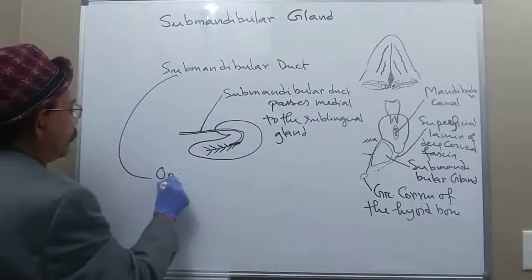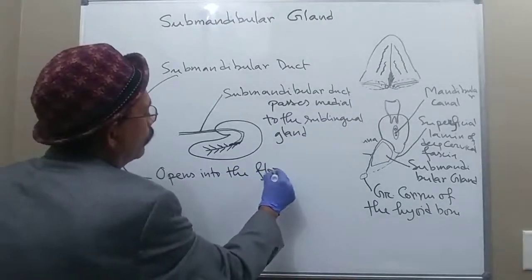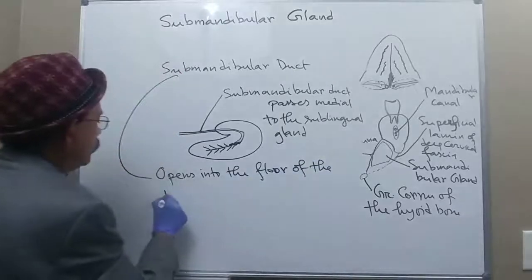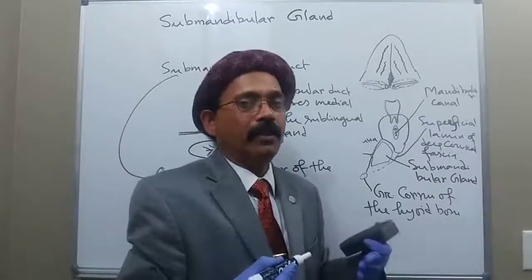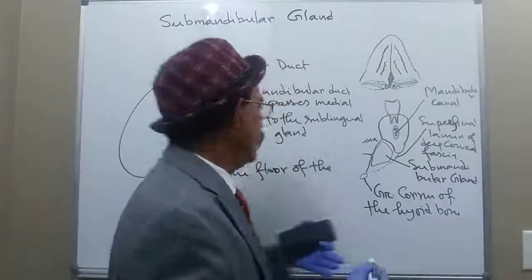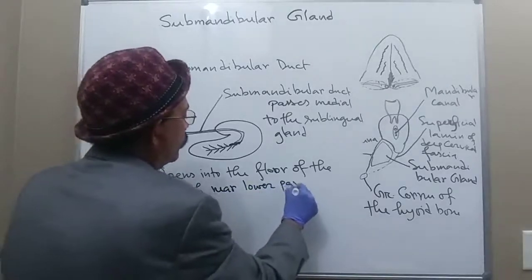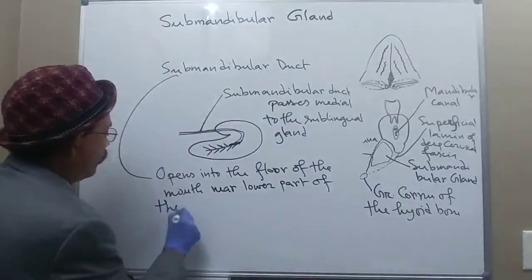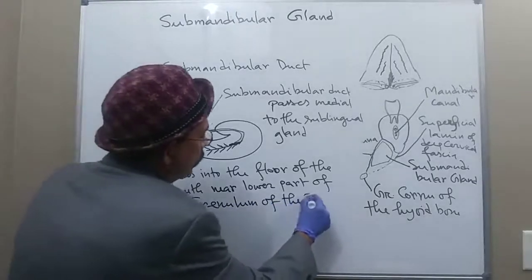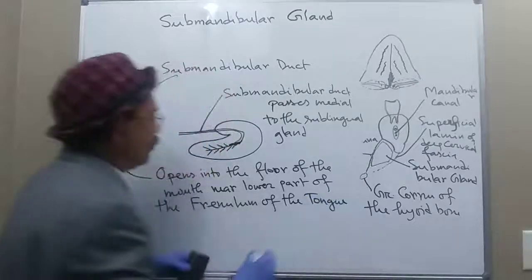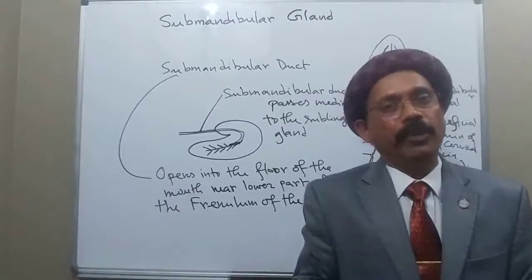This opens into the floor of the mouth, on the side of the lower part of the frenulum of the tongue. What is the frenulum of the tongue? The frenulum of the tongue is a connective tissue that anchors the tongue to the floor of the mouth.